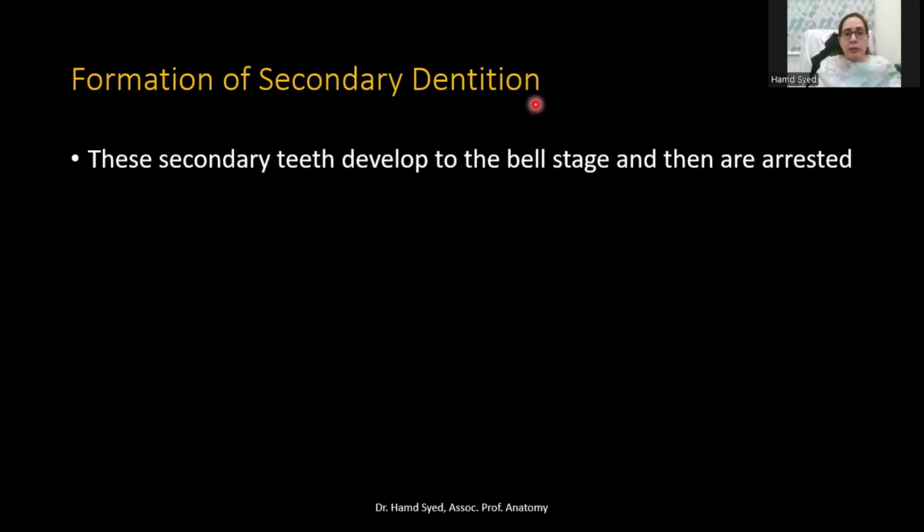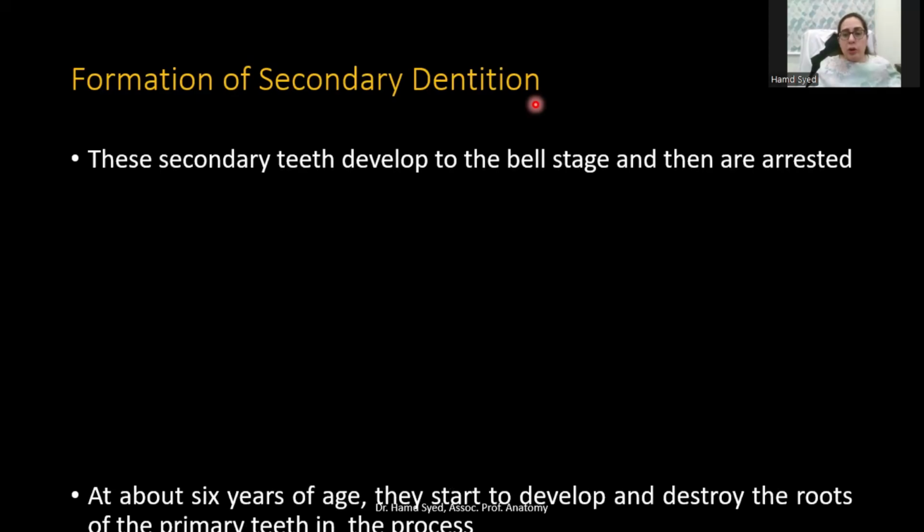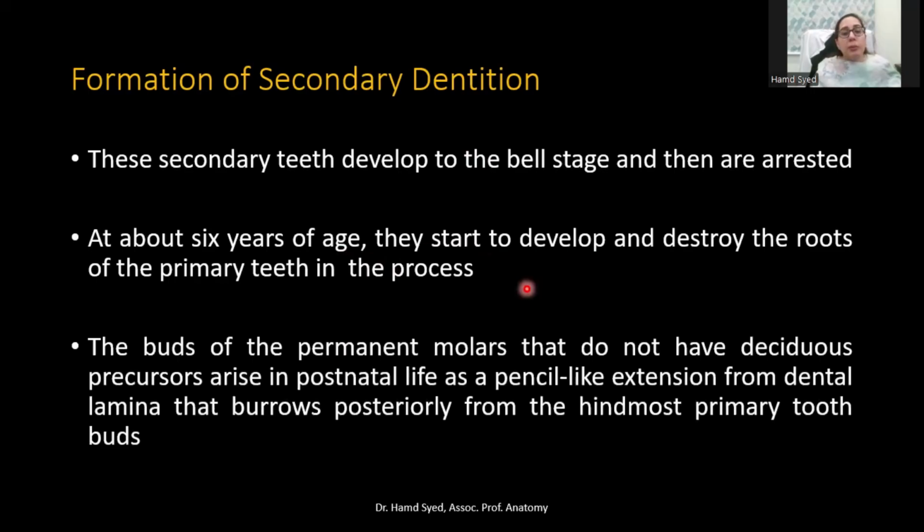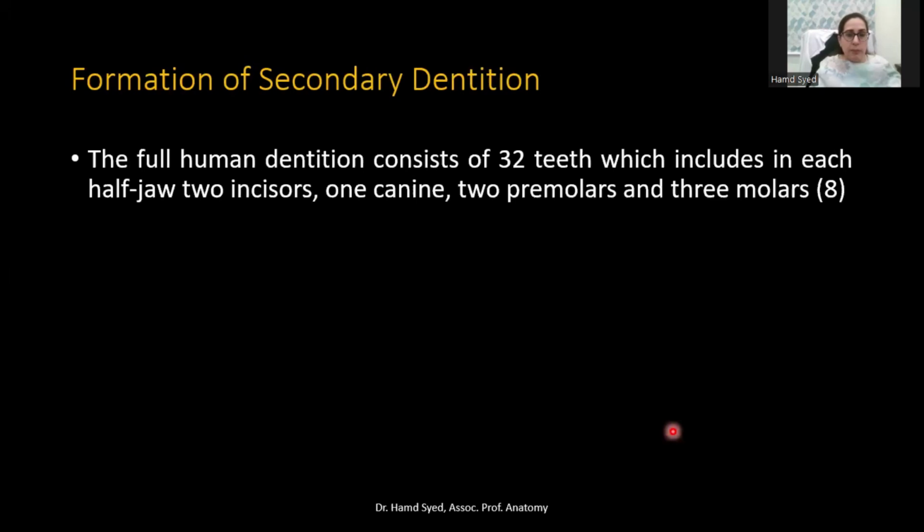These secondary teeth will develop similarly to the Bell stage, and then they will become arrested. It is at about 6 years of age after birth when they start to develop, and they destroy the roots of the primary teeth in the process. The buds of the permanent molars that do not have deciduous precursors arise in postnatal life as pencil-like extensions from dental lamina that burrows posteriorly from the hindmost primary tooth buds.